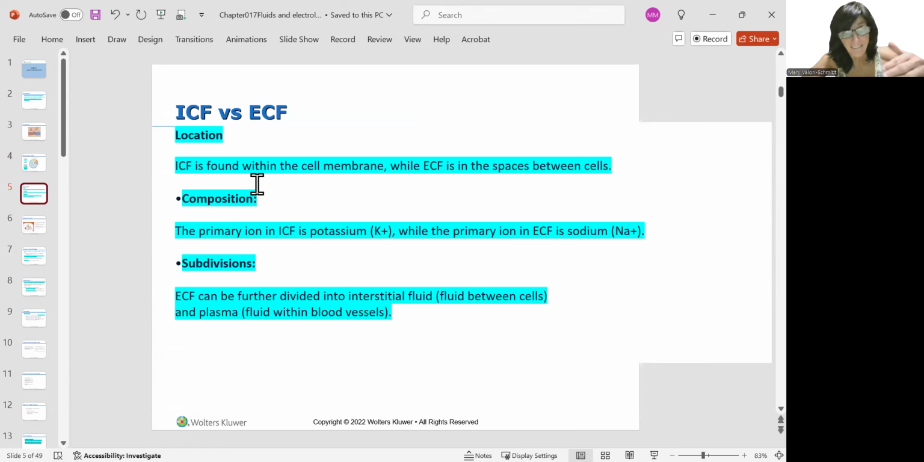Intracellular fluid is inside the cell membrane. Extracellular is outside the cell. Intracellular, mostly potassium. Extracellular, mostly sodium. Make sure you know that. Okay. Very important.